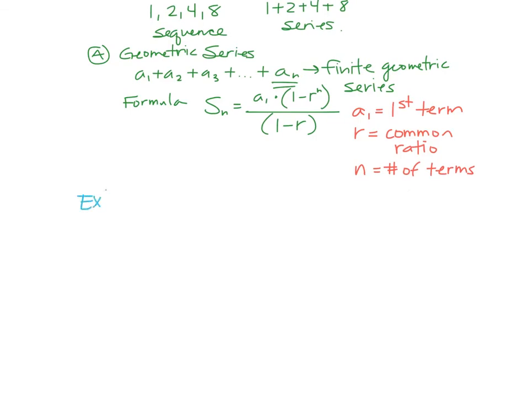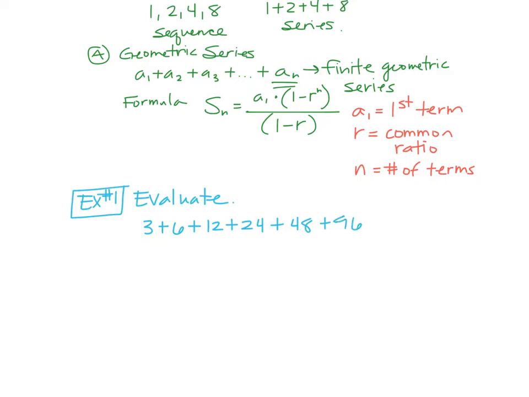Example 1. They're going to tell you to evaluate. Okay, evaluate. And if our numbers are 3 plus 6 plus 12 plus 24 plus 48 plus 96. Okay, so that's our series. Now here's the thing, guys. You could use your calculator. You could just plug this into your calculator and be just fine. I'm going to show you how to do it with the formula on one like this.